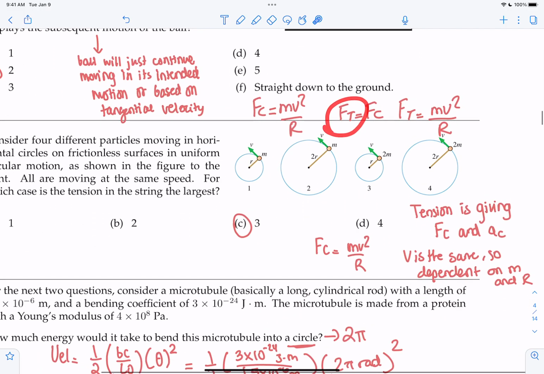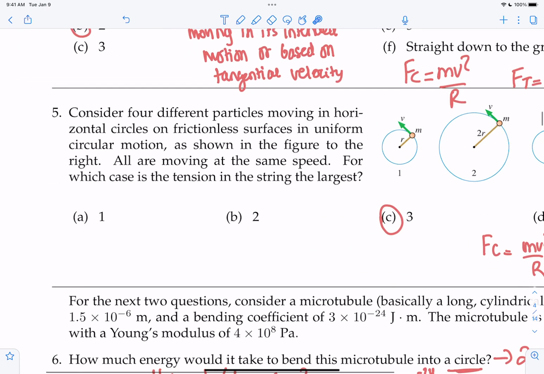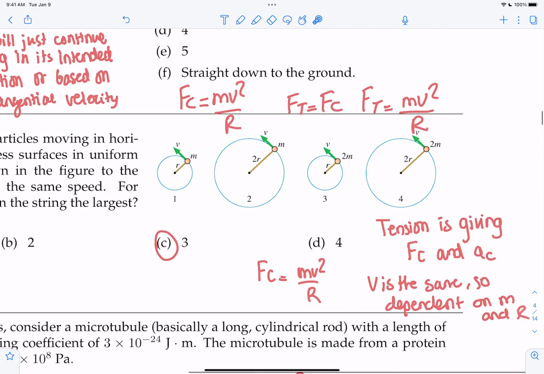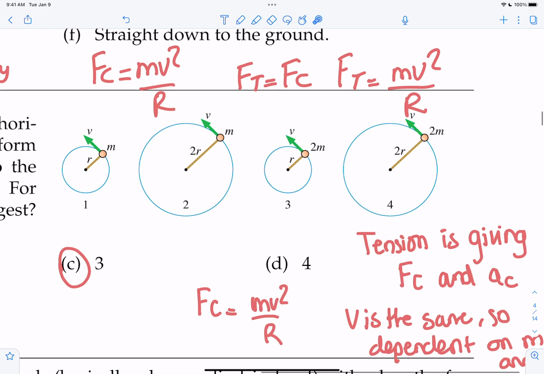So really here, to figure out which one has the greatest tension is just figuring out the relationships. They told us that the speed is the same. So speed won't factor in because it's moving at a constant speed, right? All moving at the same speed, and it's uniform circular motion. So uniform circular motion indicates that it's constant speed, right? Now, if the speed is all the same, the difference here is in the masses, right?